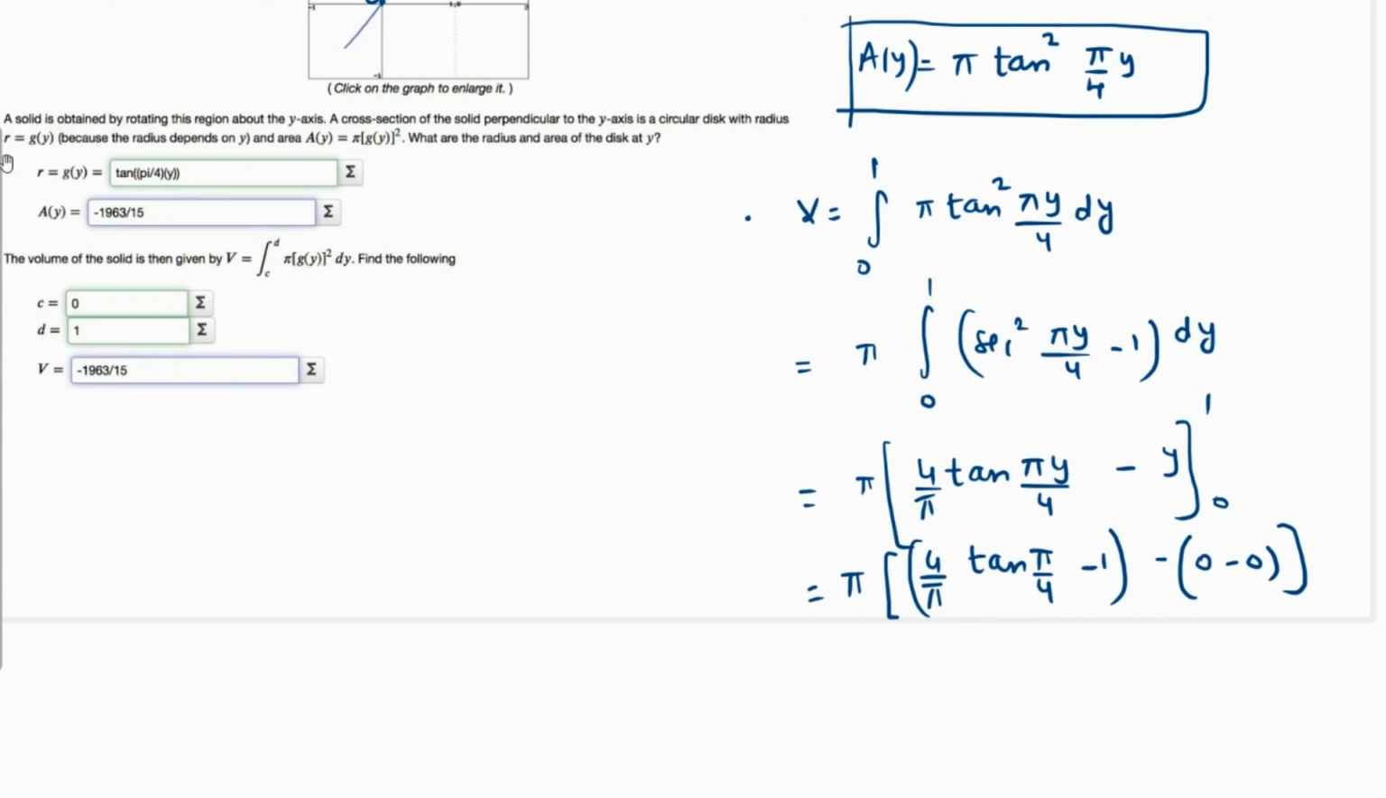So finally, we are getting the value as, if we take pi, this will be 4 over pi times tan of pi over 4, which is 1, minus 1, and if we take pi inside, the answer will be 4 minus pi, because pi times 4 over pi is just 4, and minus pi remains as it is. So this is the required volume.